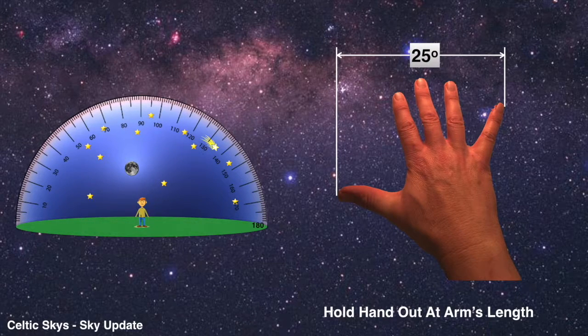These are just approximations. They are not an accurate measurement, but they will help you to find your way around the sky. If you know the general direction of an object and its distance above the horizon, you will have a good idea where to find it.